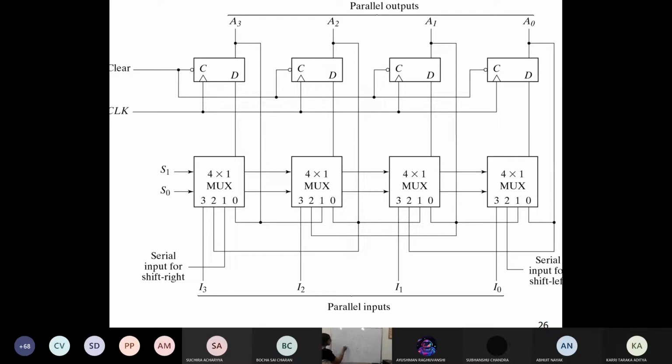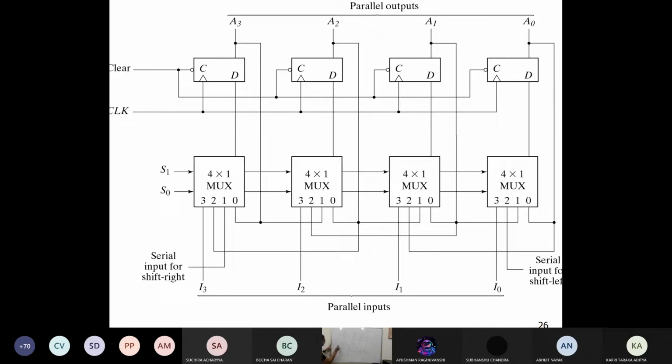Interconnection from here to here, isn't it? It is unchanged. That means whatever output is there is again fed back as input. We can tell like this, isn't it? This is our Q, no? So whatever output is there will be selected.